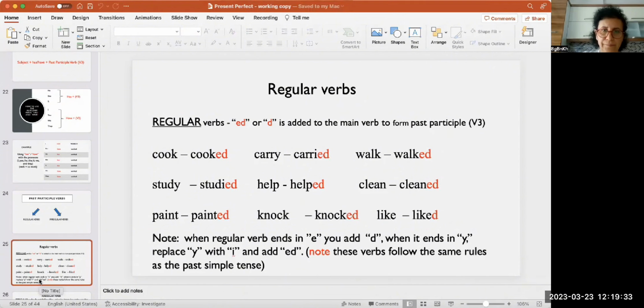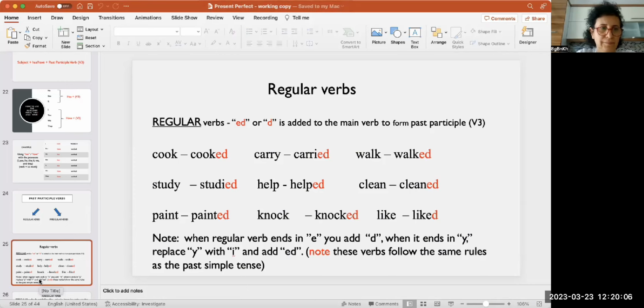We're gonna give you a sheet later that you will just take home with you, where you will have a list of the regular verbs and the past participle tense, which is the third tense. And just to let you know, the third tense of the past participle verb is the same as the past simple tense. Past simple tense. Okay?